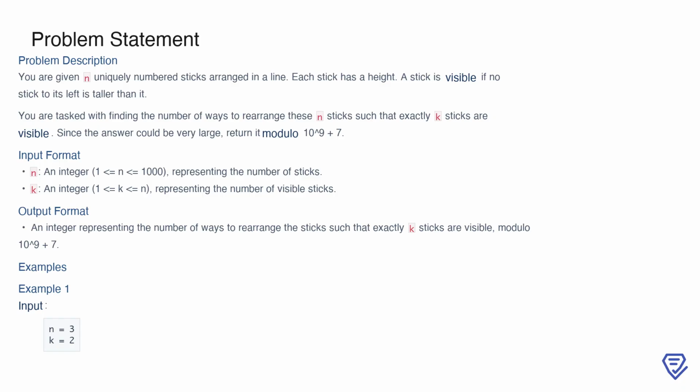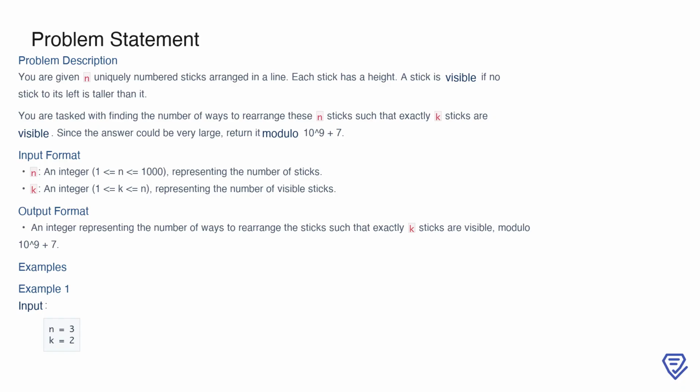in a line. A stick is considered visible if there is no taller stick to its left that obstructs the view. Our goal is to determine the number of ways to rearrange these n sticks such that exactly k sticks are visible. Since the number of possible arrangements can be very large, the result must be returned modulo 10 to the power of 9 plus 7.